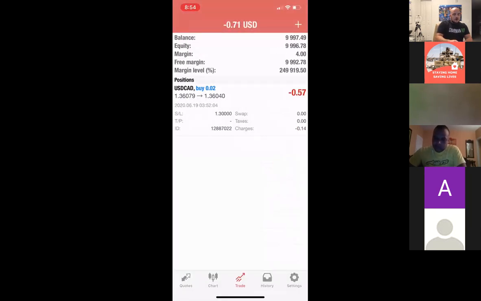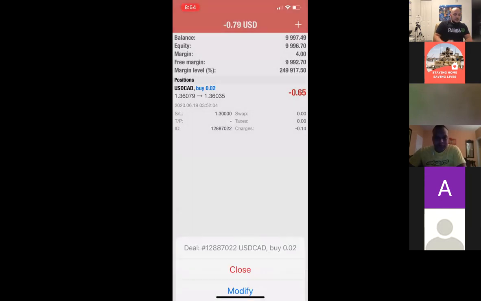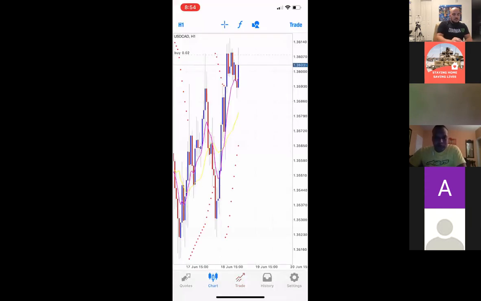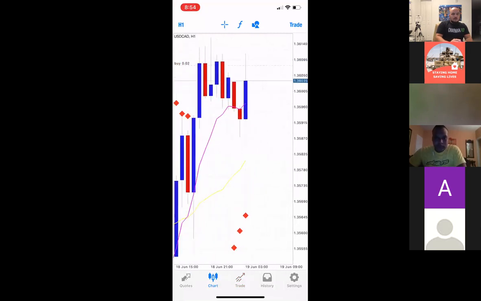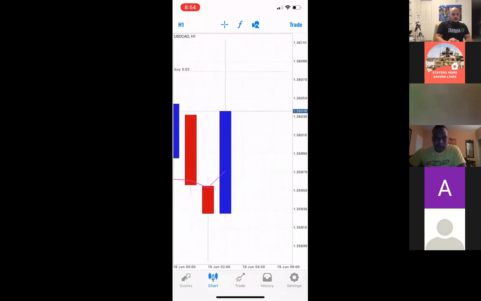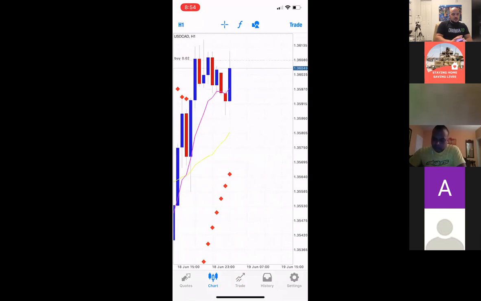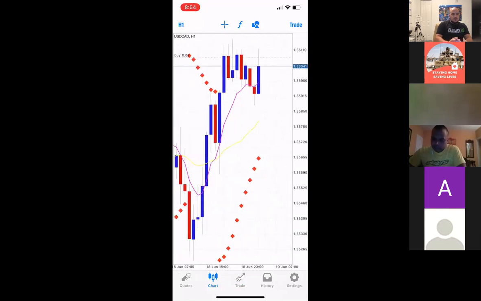So let's say, for instance, go here. Okay. You can hover over it, click it, and you see how it says chart? Click chart. Boom. Now what do you see here? Look at where my buy was. You guys see this little line here? It goes across the top. It's a little line above 1.360. There's this little line there, okay? So that's where you actually entered. You see it says buy 0.02, that's where you entered.